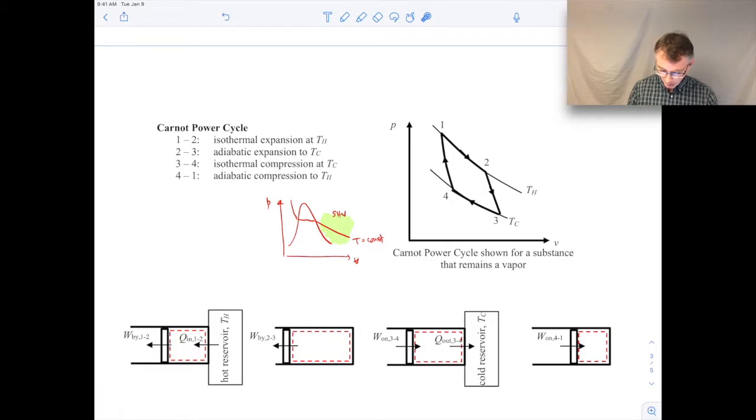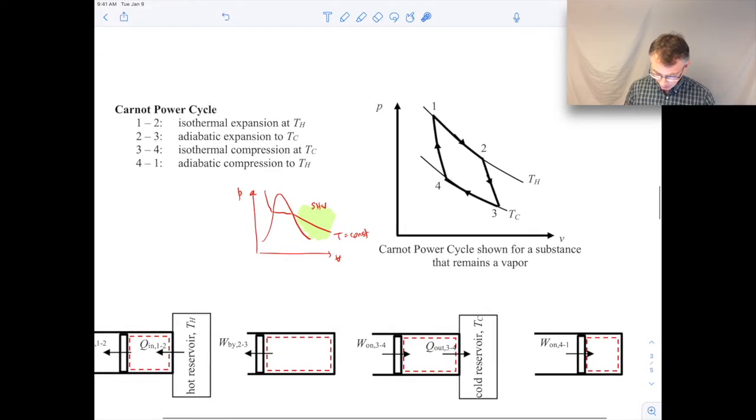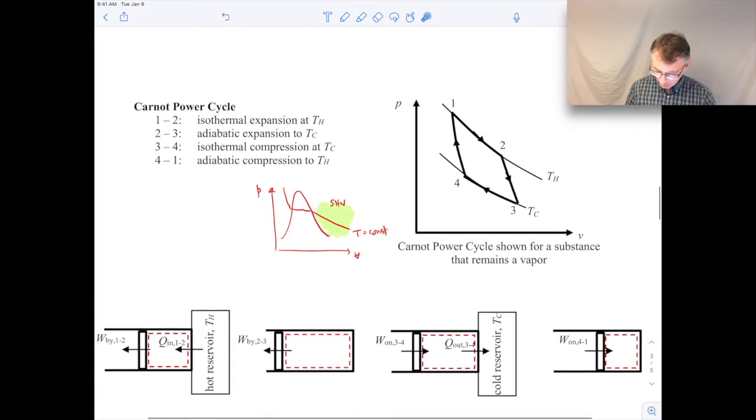So going from 1 to 2, that isothermal expansion, we're staying at the same temperature from 1 to 2, and it's an expansion, so the specific volume is increasing. You can see we're going from left to right here. The specific volume is increasing. So that's our isothermal expansion from 1 to 2.